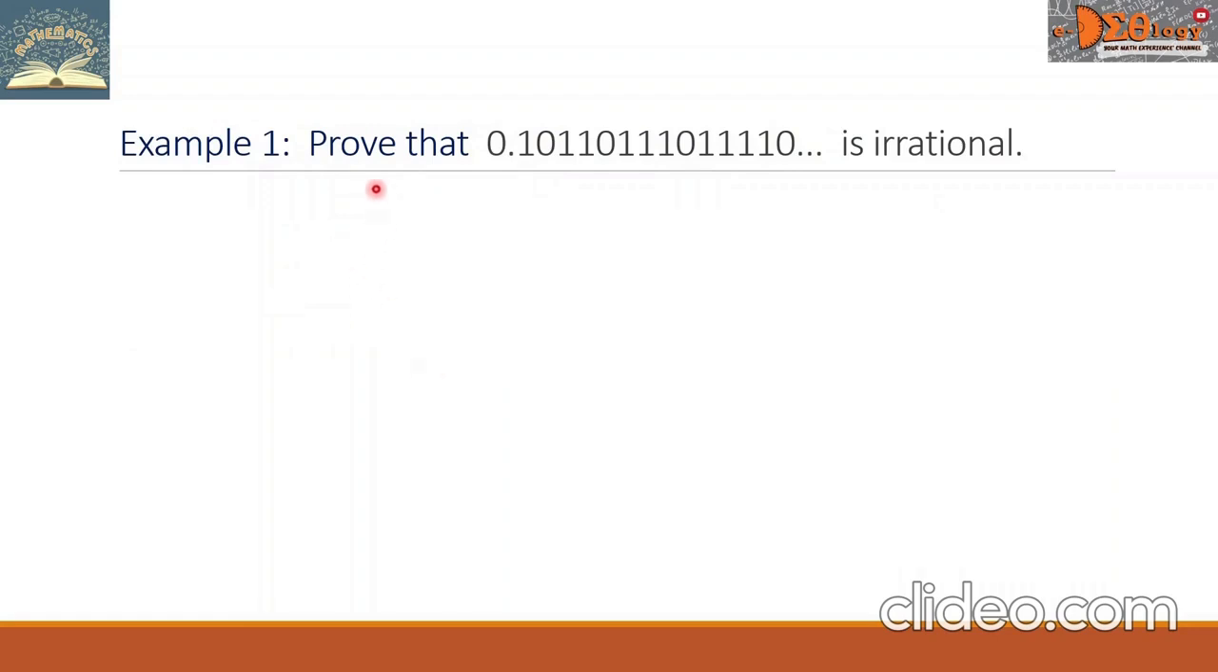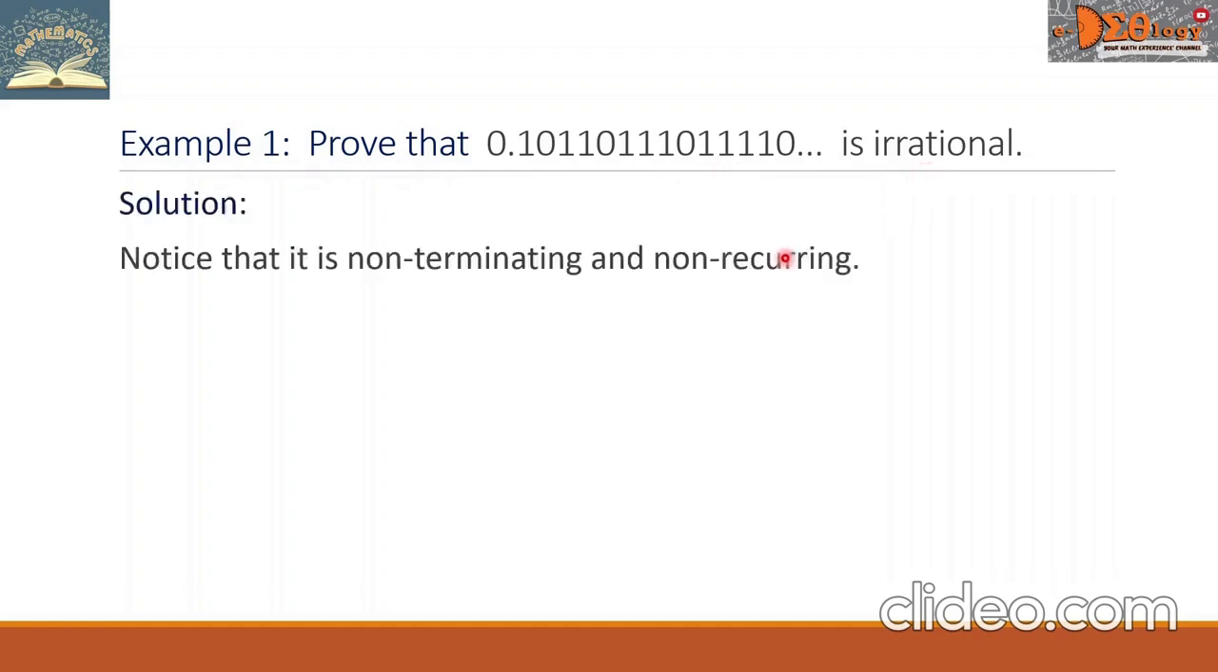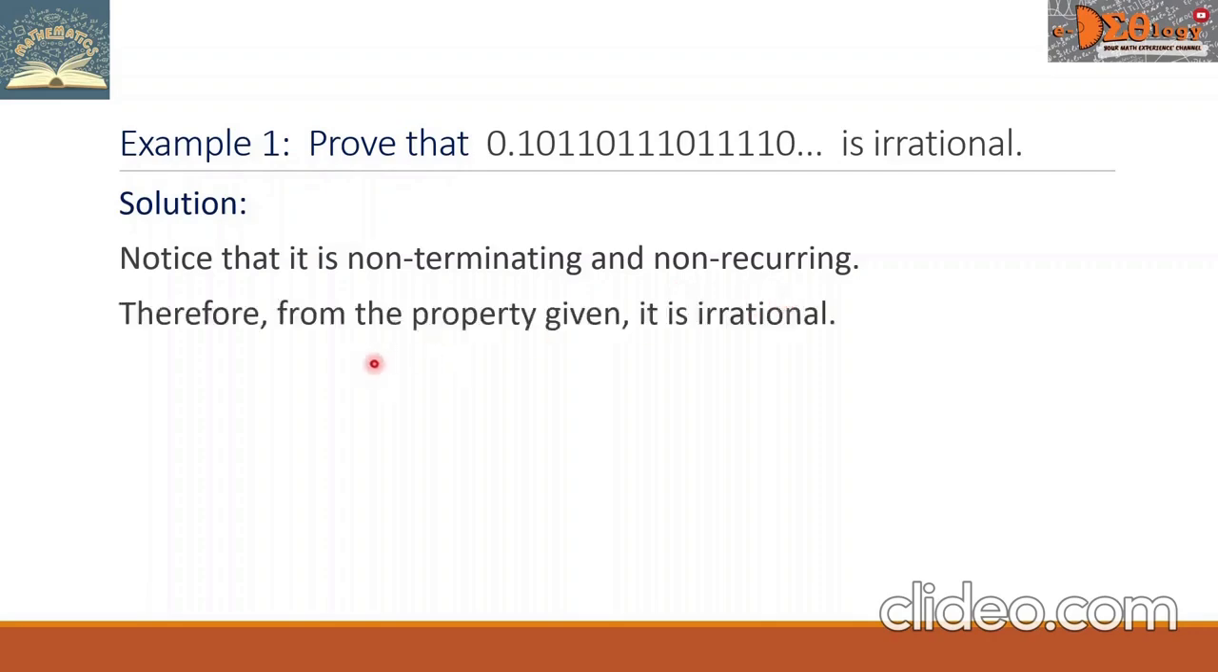Example 1. Prove that 0.10110111110 and so on is irrational. Notice that this number is non-terminating and non-recurring. Therefore, from the property given, it is irrational.